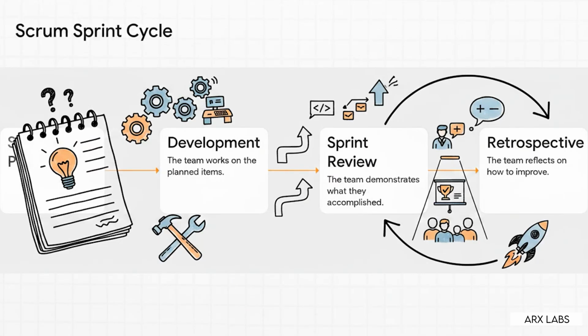It's this powerful, repeating cycle. You start with sprint planning, where the team decides what they can deliver. Then you get to work. At the end of the sprint, you have a sprint review to show off what you built. And just as important, a sprint retrospective to talk about how you can get better next time. Then you do it all over again. It's a constant engine for both delivery and improvement.